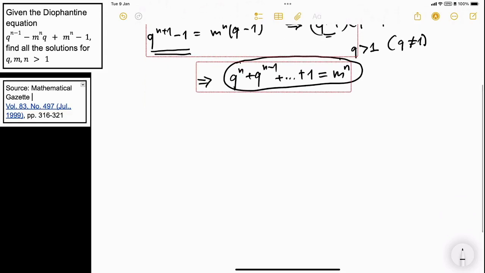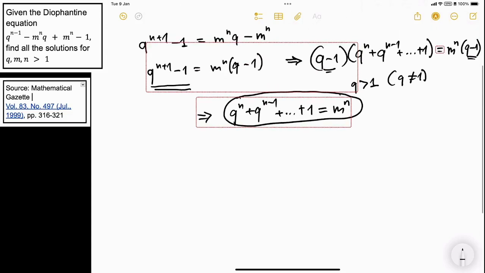All right, how are we going to solve it? Let me think about it. Maybe we'll do another transformation. Actually, I can see that we can apply a similar formula, but now for m to the power of n minus q to the power of n. So let's do this.